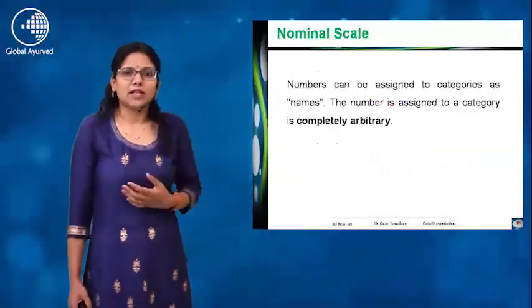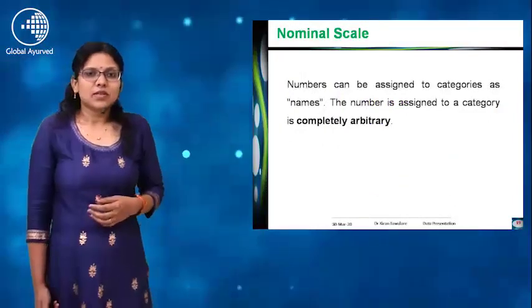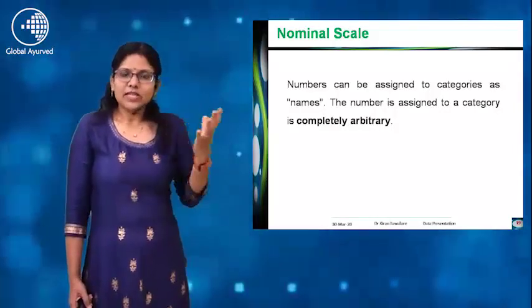What is meant by nominal scale? Numbers can be assigned to categories as names. The number assigned to categories is completely arbitrary. Means we see the nominal data.